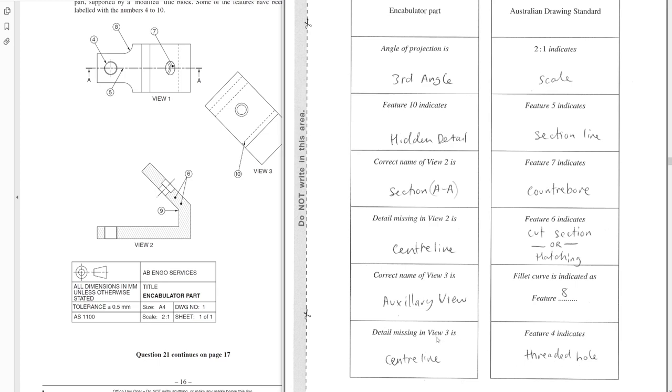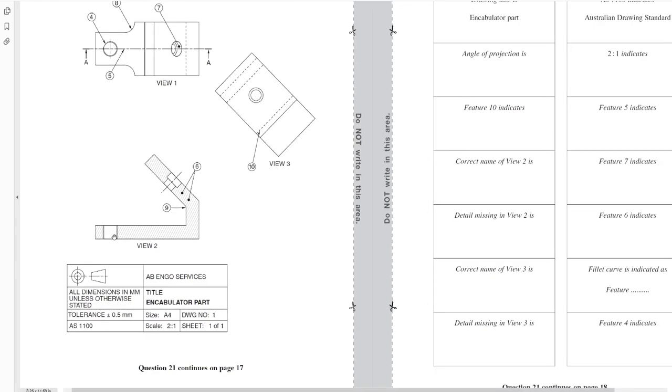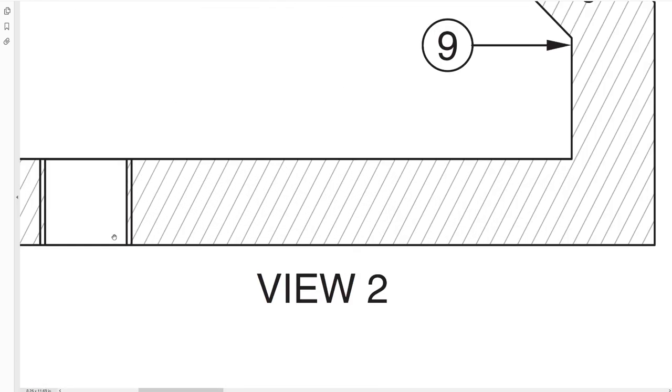Feature 4 indicates that it's a hole that's been drilled through and is threaded. So we can see the thread here, and we can see the thread here. Now, just something that I was doing work with year 8, and I noticed that one of my older videos was wrong.